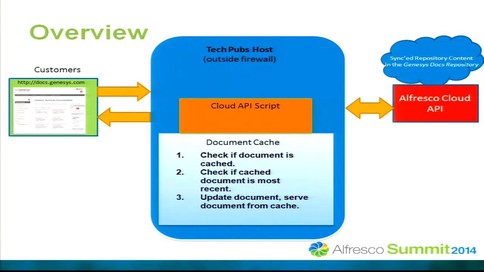If it's not the most recent version, the script will fetch the most recent version from the cloud, update the cache, and then deliver that document to the customer. And finally, if it's not in the cache at all, the script will fetch it from the cloud and save it into the cache.